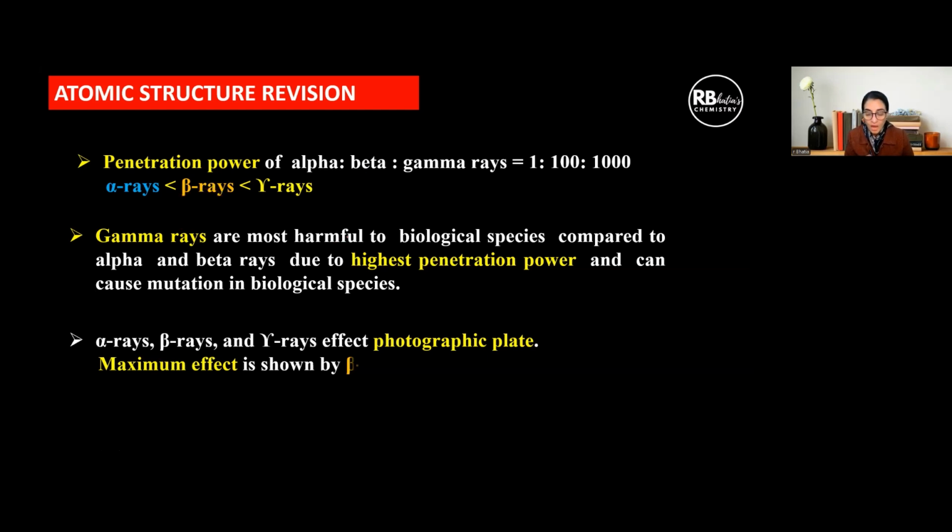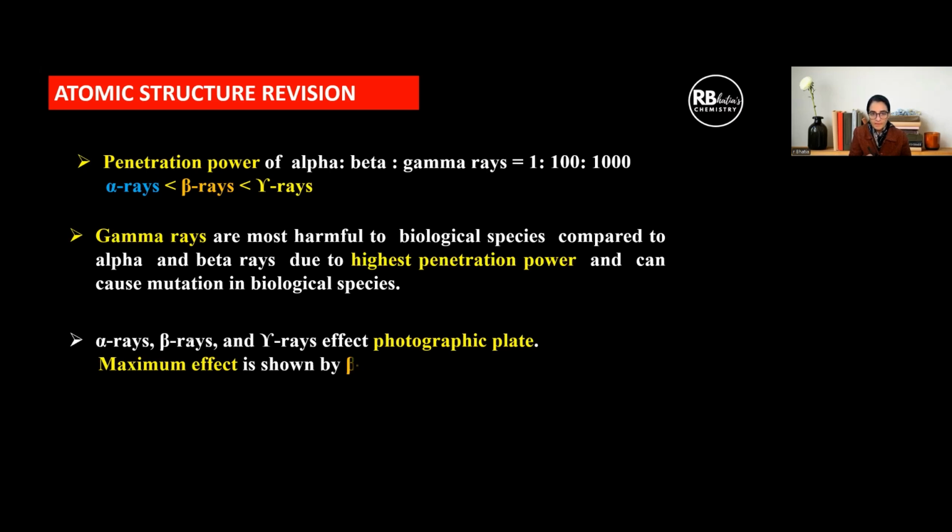Gamma rays are most harmful to biological species. Again, this can be asked as a one mark or a multiple choice question: which of the following is most harmful? Why are they harmful? Because they have the maximum penetration power and can cause mutation in biological species.